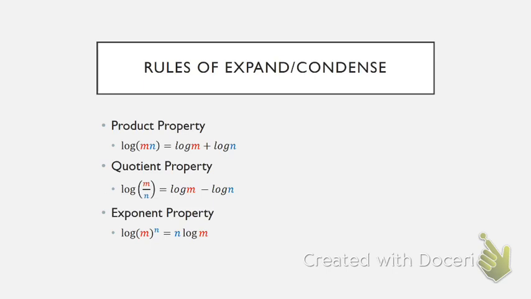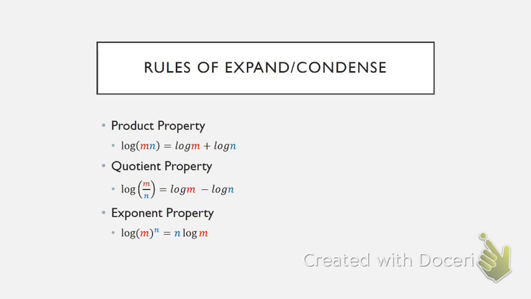It is irrelevant what they're called. I'm not going to ask you to tell me what the name of the property is. However, I am going to ask you to use it. So the product property says if I have a logarithm with two things in there, an m and an n, if I want to break that one log into two logs, I add. So log of m times n equals log m plus log n. If you multiply the inputs and you want to break them up, you just add.